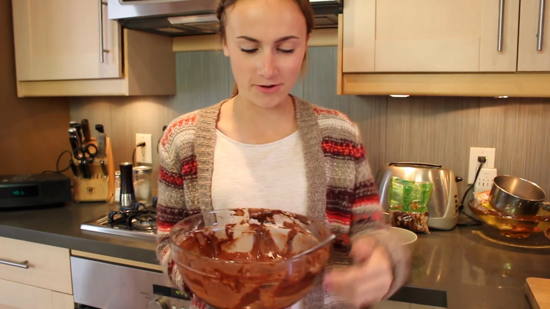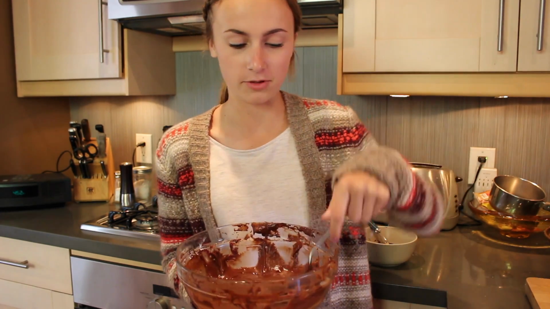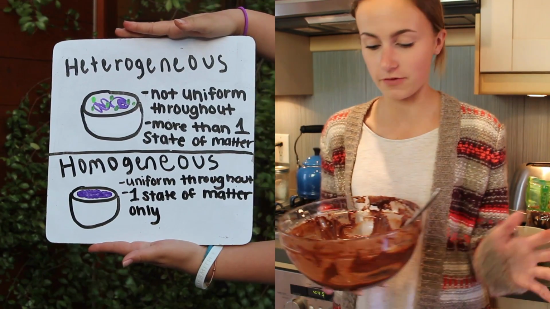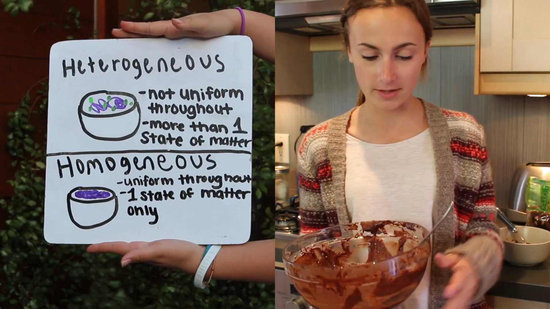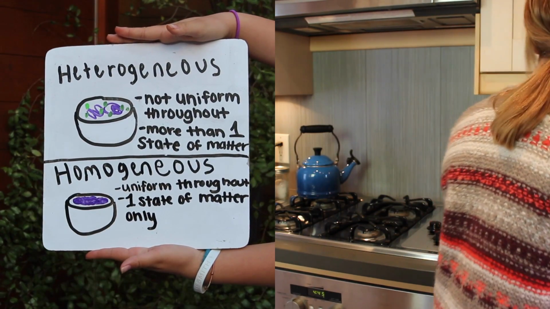The batter that we have here without the walnuts in it is an example of a homogeneous mixture due to the fact that you cannot see the separate components that make up the cake / waffle batter.